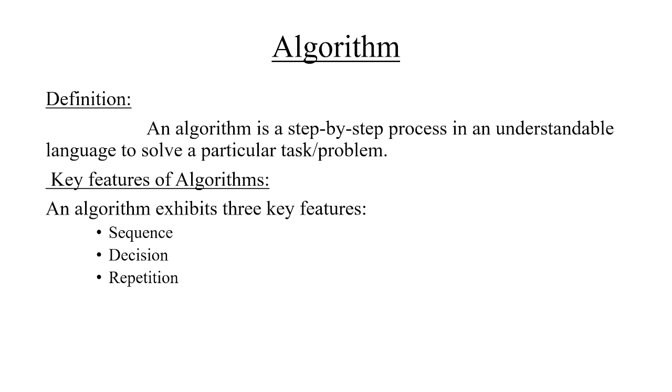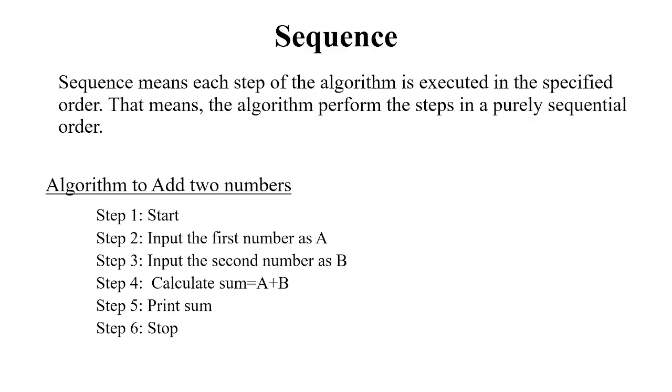Moving to the key features of an algorithm, every algorithm has three key features. One, sequence. Second one, decision. Third one, repetition. Let us look at the first key feature that is exhibited in an algorithm.